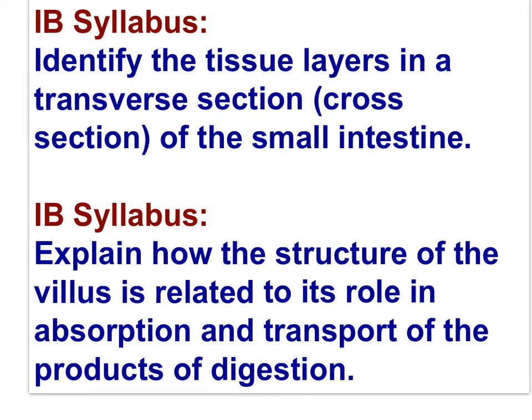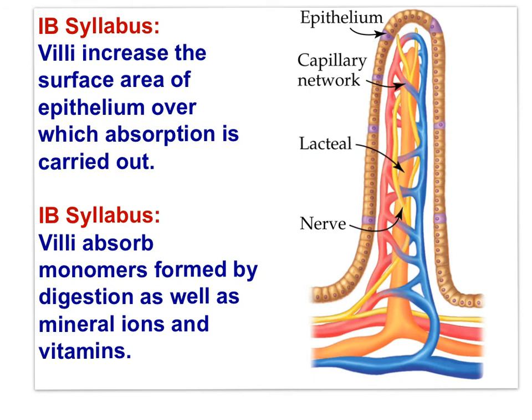Here are two relevant IB syllabus statements. Identify the tissue layers in a transverse section of the small intestine. Explain how the structure of the villus is related to its role in absorption and transport of the products of digestion. Here is a clear diagram of one villus.